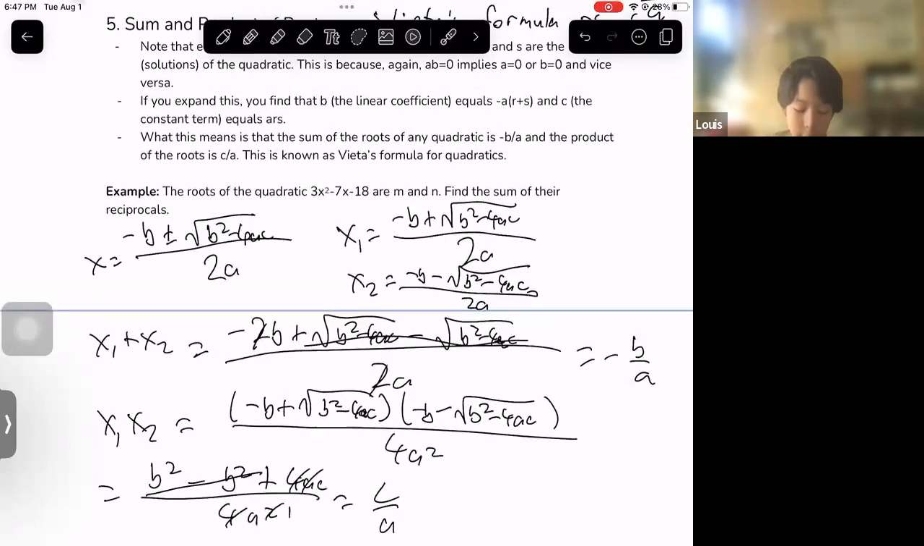Okay, so I'll give you guys a few minutes to solve this.